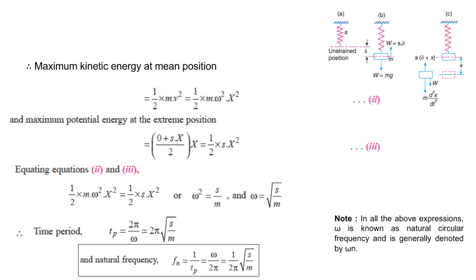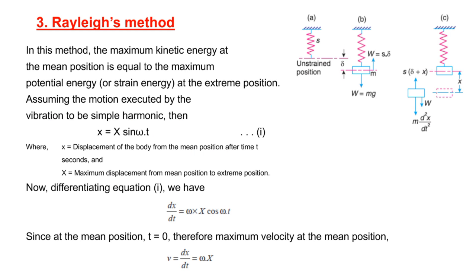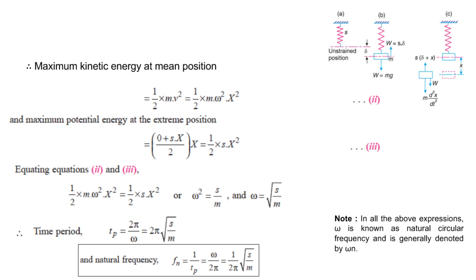Equating equations 2 and 3, because in Rayleigh's method it is considered that maximum kinetic energy at mean position is equal to maximum potential energy at extreme position. Equate these two, you will get omega square equal to s by m, nothing but omega equal to square root of s by m.